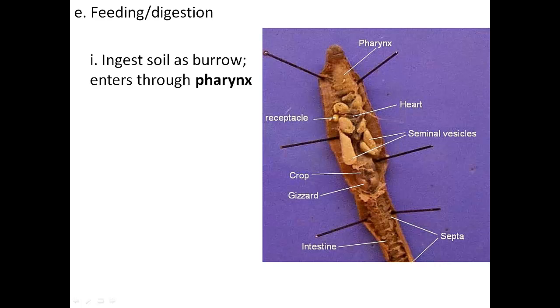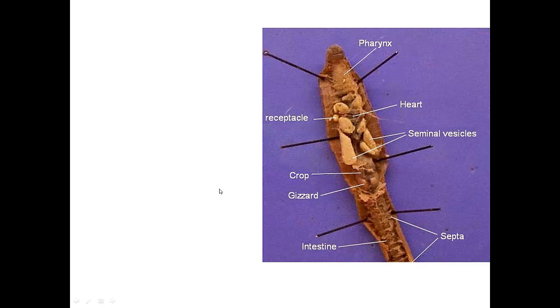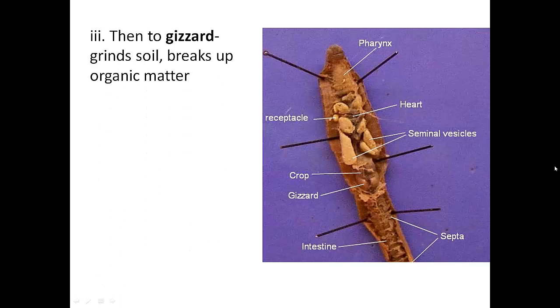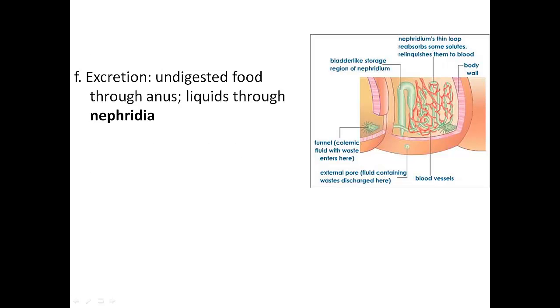In terms of feeding and digestion, earthworms, as they burrow, will actually eat soil, and it enters their mouth and then this region called their pharynx. If you look here, it goes from the pharynx down to the crop, which is a storage space, and then to the gizzard, which is underneath, and the gizzard grinds. They both start with G, use that to help you remember. The gizzard grinds up the soil and the organic matter. From there, the material passes to their intestine, the intestine runs the rest of their body, nutrients are absorbed, and then wastes are basically pooped out.